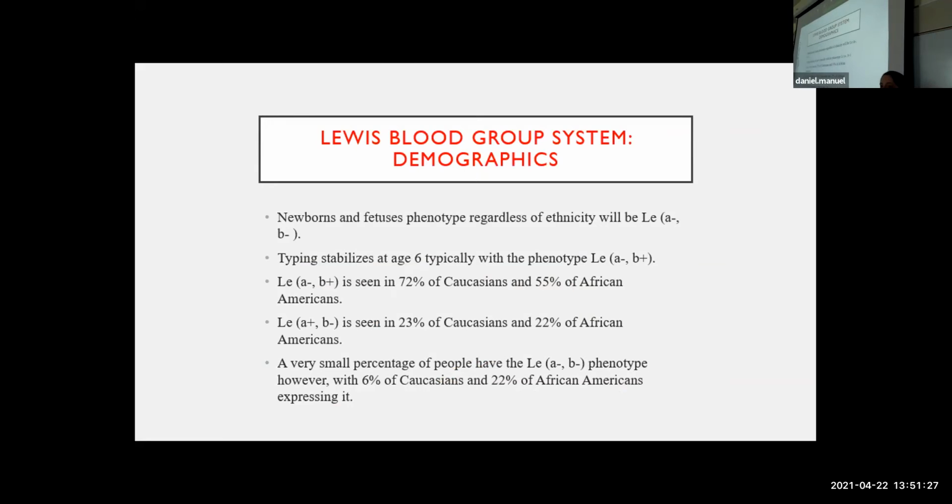Newborns and fetus phenotype, regardless of ethnicity, will be LE A- and B-, and from birth to age 6, the typical phenotype is LE A- and B+, and this is usually when the typing stabilizes. LE A- and B+ is seen in 72% of Caucasians and 55% of African Americans. LEA+ and B- is seen in 23% of Caucasians and 22% of African Americans. A very small percentage of people have the LE A- and B- phenotype, however, with 6% of Caucasians and 22% of African Americans expressing it.